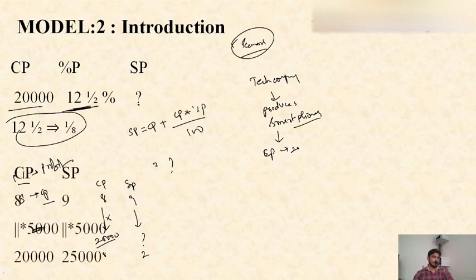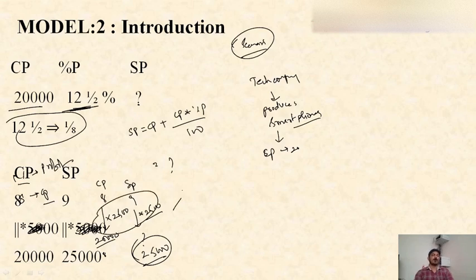Here the multiplication value is not correct. Each part will be 2,500, and 2,500 into 9 gives us the value as 22,500. So if there are any mistakes, try to clear this one. And this is the basic introduction on this portion.